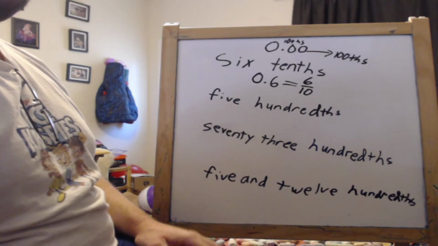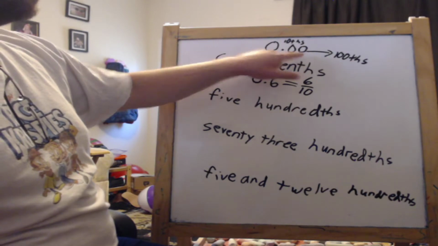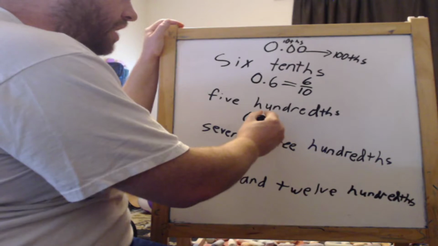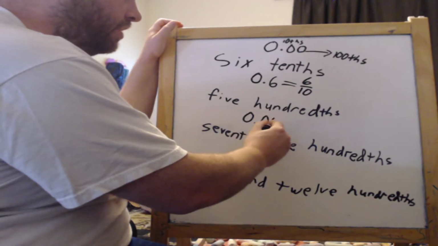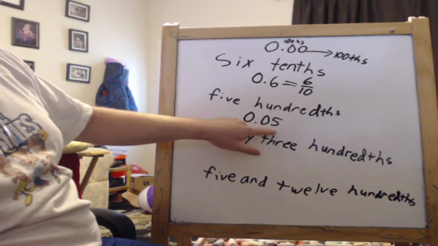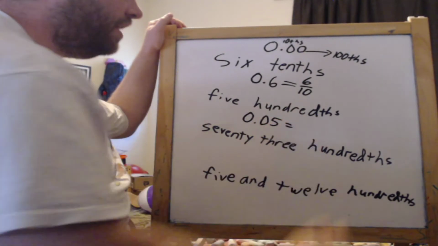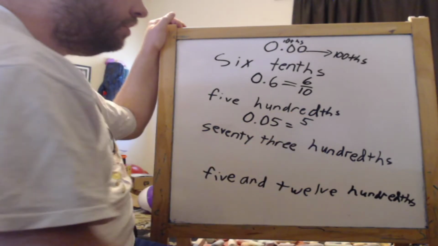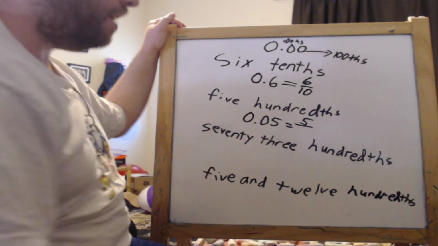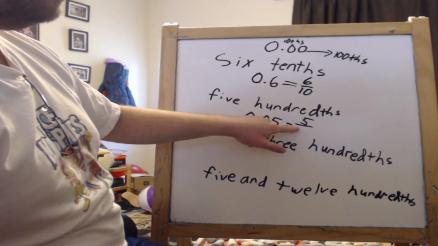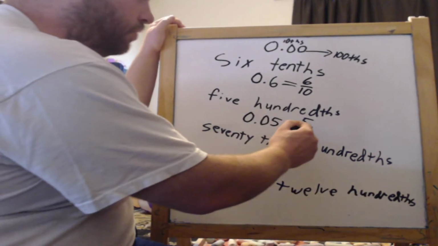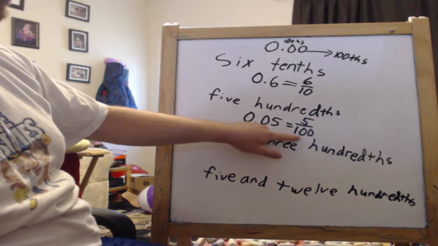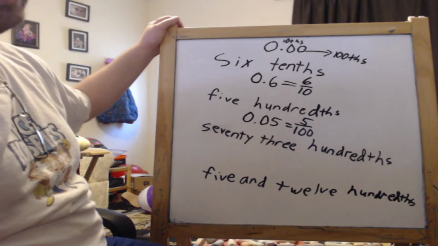5/100ths. Okay? So now I know that we have the ones place, the tenths place, and then the hundredths place. So we just have to put the 5 in the hundredths place. And then if there's 5 parts, and the whole is 100, it is just equal 5/100ths as a fraction.